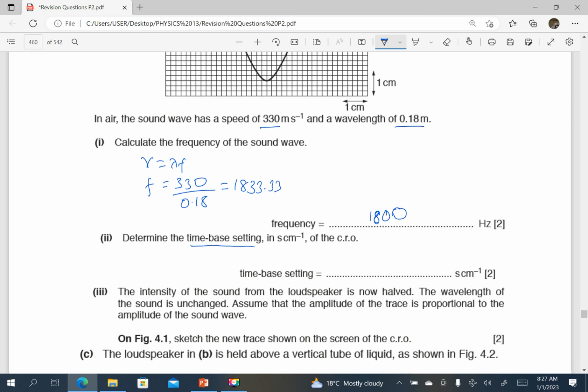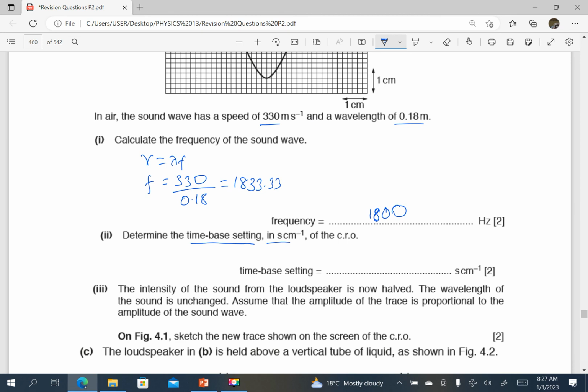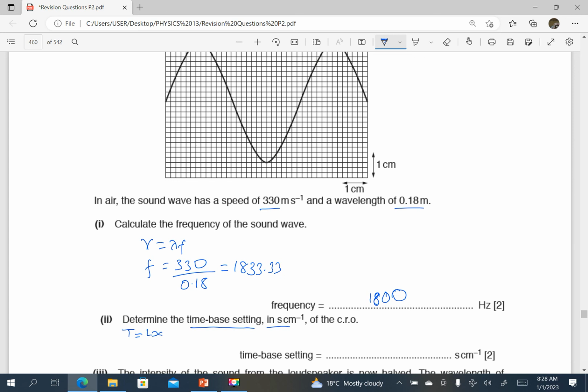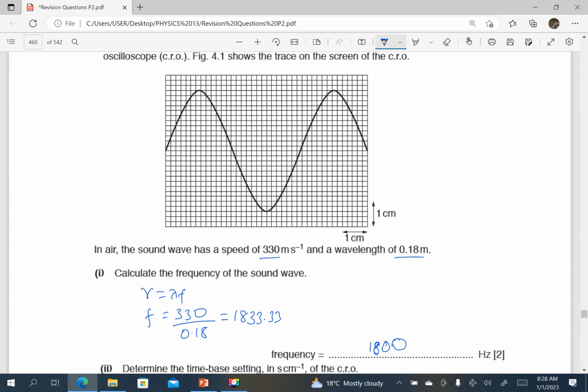So we want to determine the time-base setting in seconds per centimeter. Normally my students prefer to use a simple expression: the period T is the length L corresponding to one cycle times x, which is the time-base setting. T is the period, L is the length representing one complete cycle, and x is the time-base setting. Remember, the time-base setting on the x-axis helps us find the period. We need to find x.